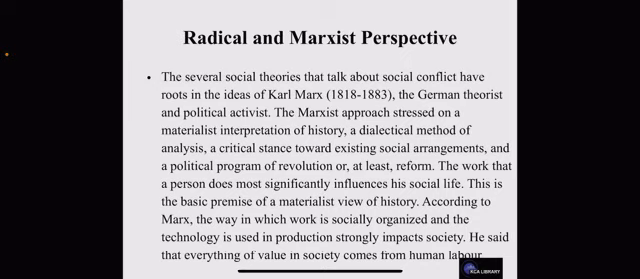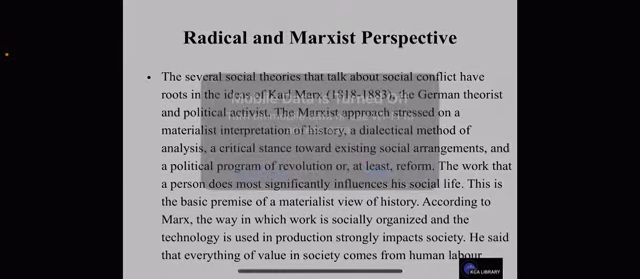So the work that a person does most significantly influences his social life. That is, the kind of work that you do or the profession that you engage in mostly influences the social life of the individual, of the person. This is the basic premise of the materialist view of history. According to Marx, the way in which work is socially organized and the technology strongly used in production, this system strongly impacts society. So he said that everything of value in society comes from human labor. That is the perspective from Marxist theory and radical theory.